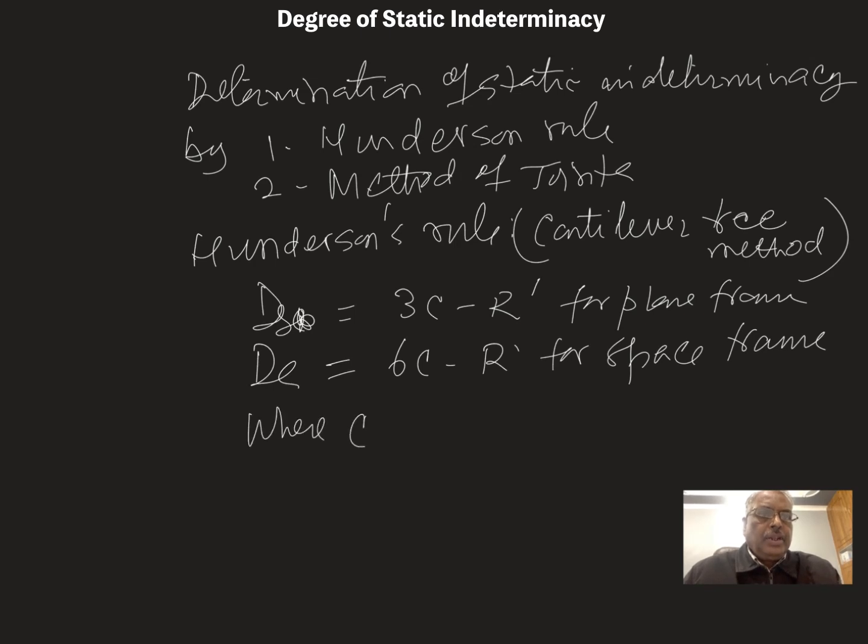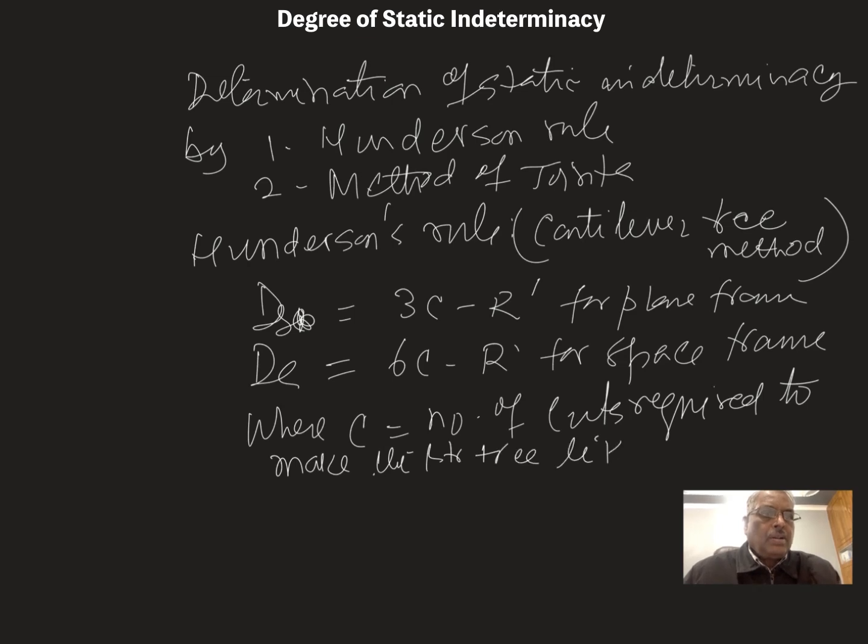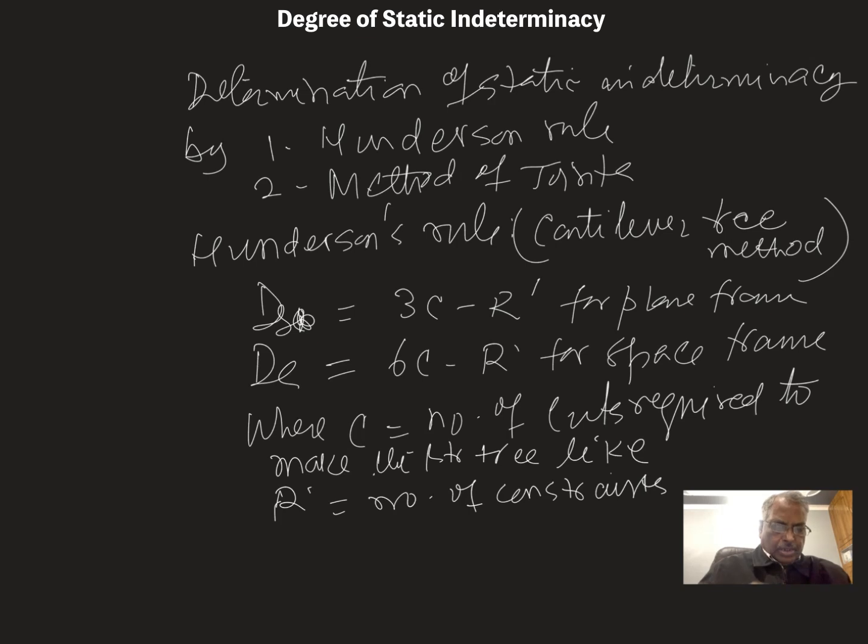where C is the number of cuts required to make the structure tree-like, and R dash is the number of constraints added to make it rigid.